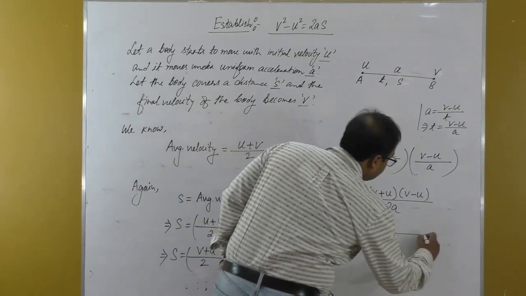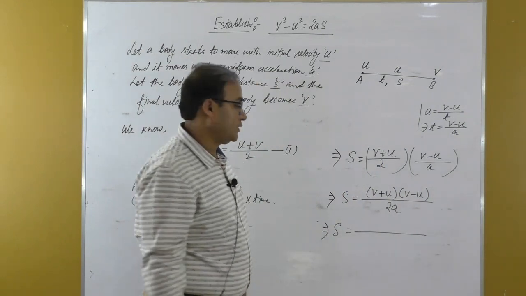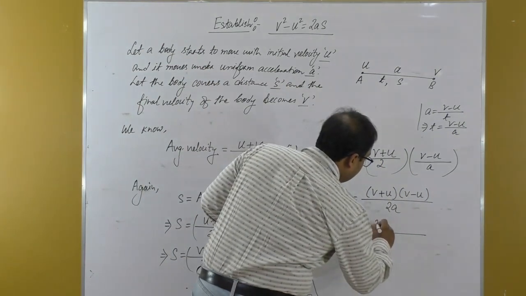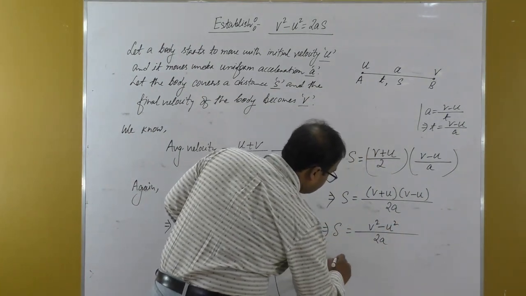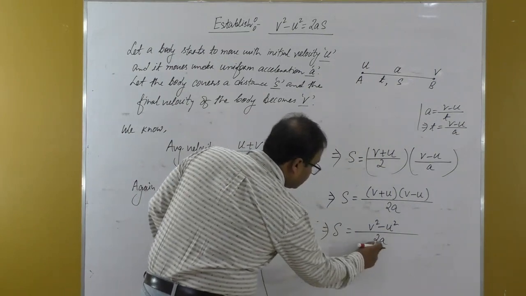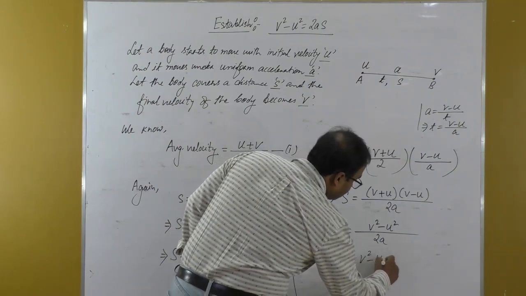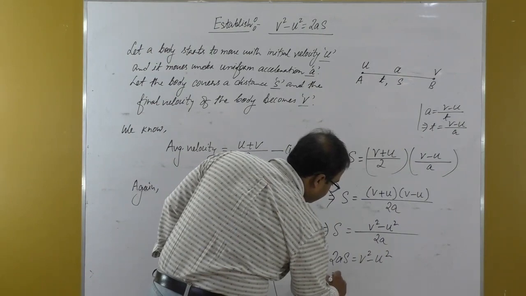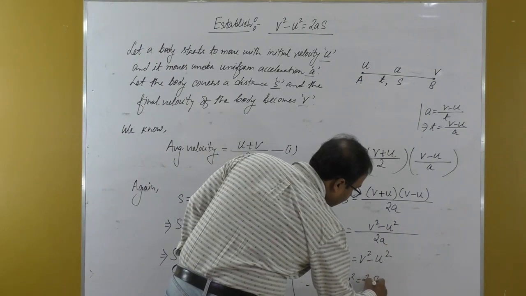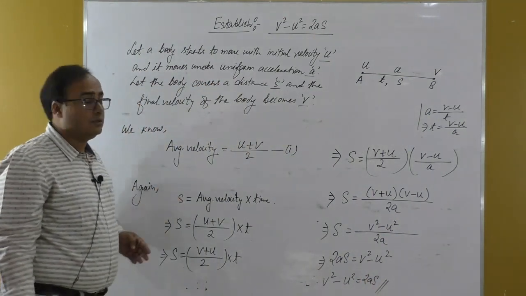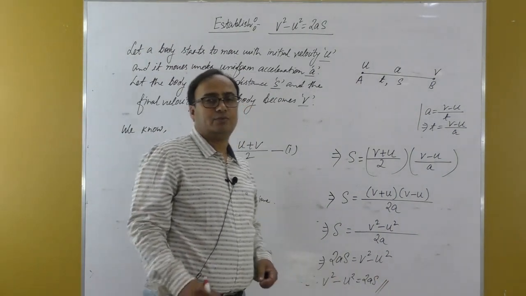We know the formula (a plus b) into (a minus b) is a square minus b square. So here we can write s equals (v square minus u square) by 2a. We can write this 2a multiplied by this s, 2as, is equal to v square minus u square. Therefore v square minus u square is equal to 2as. Now the equation is proved. The final equation: v square minus u square equals 2as.